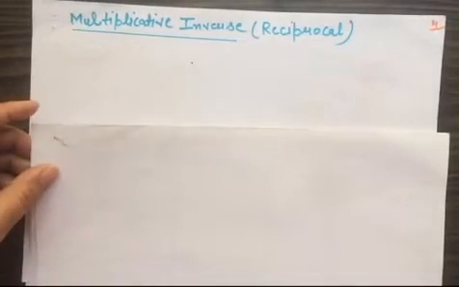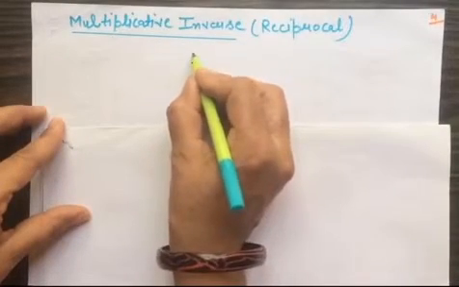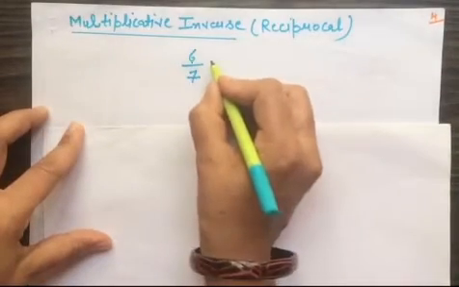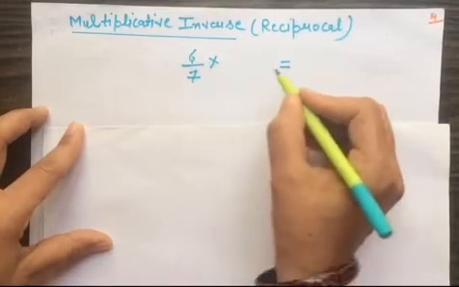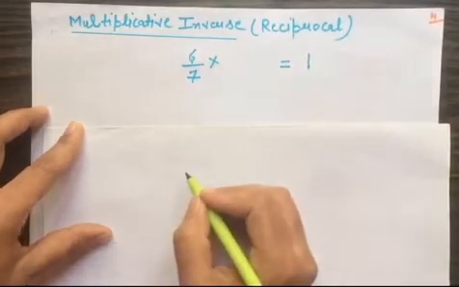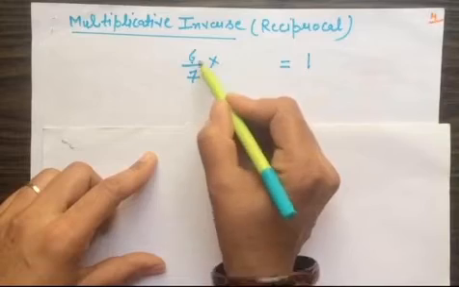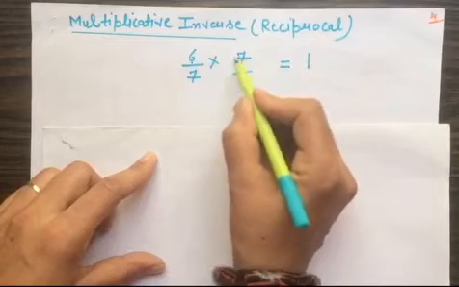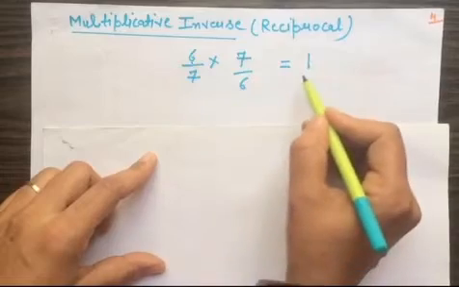Next is multiplicative inverse or reciprocal. If I write again a rational number 6/7, what should be multiplied with 6/7 so that the product is 1? Now what should we do? We should take the reciprocal of this number, 7/6, as 7 and 7 and 6 and 6 get cancelled and the product is 1.